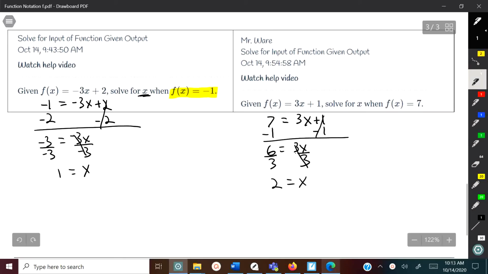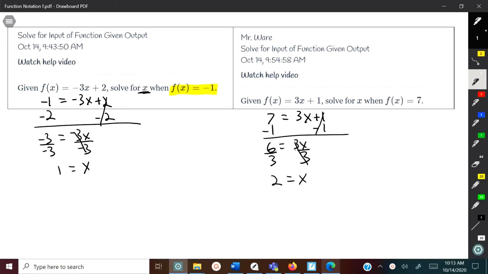And that is how you solve for the input of a function given the output. So remember that the f of x represents the output and the x represents the input. So that's what we're doing here, solving for the input of a function given the output.